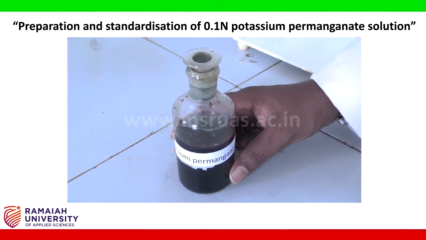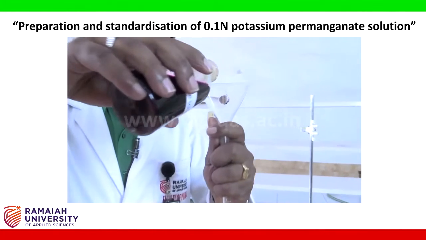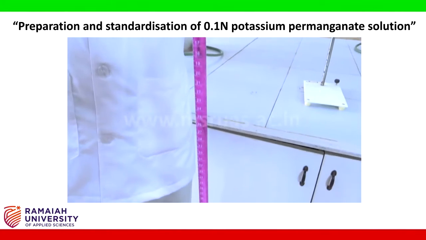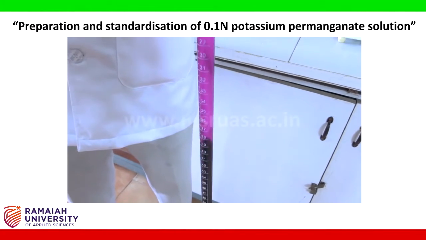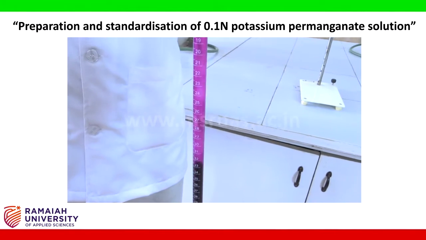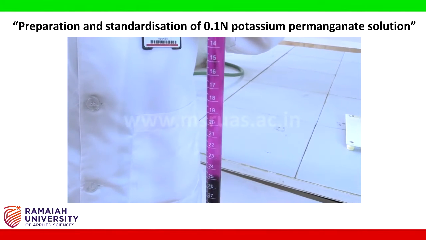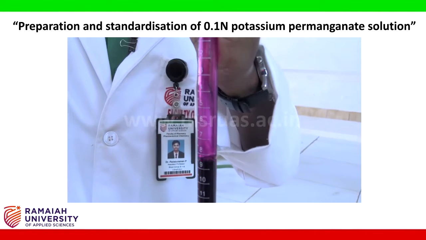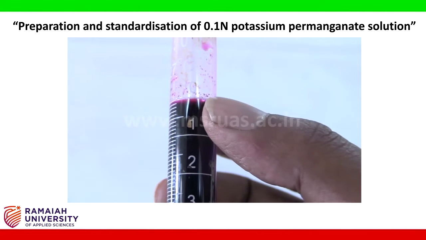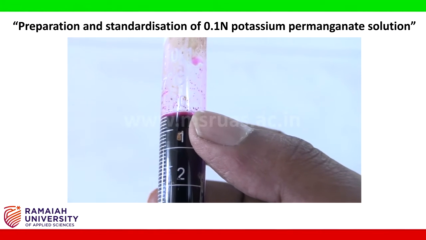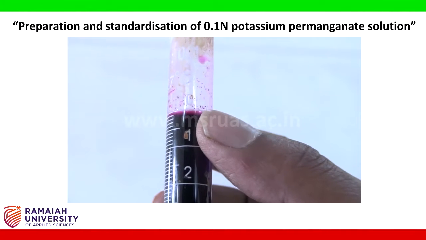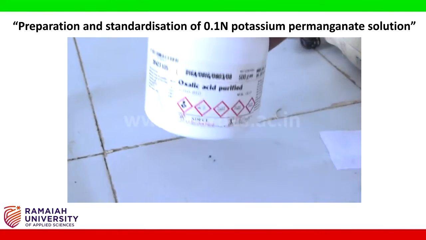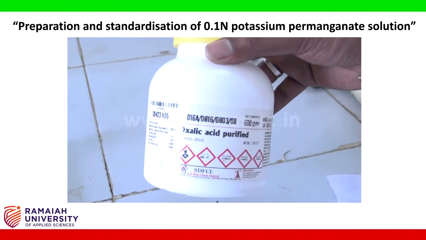First fill the potassium permanganate into the burette up to the mark. For a colored solution, we have to fill up to the upper meniscus value only. If it is colorless, we have to fill up to the lower meniscus. After filling the potassium permanganate into the burette, next weigh the purified oxalic acid substance, which we are going to use as a primary standard.